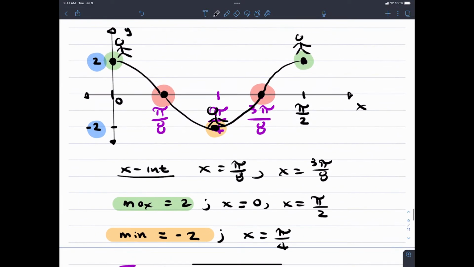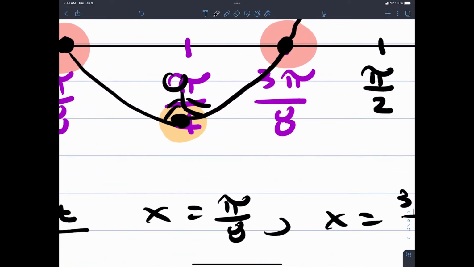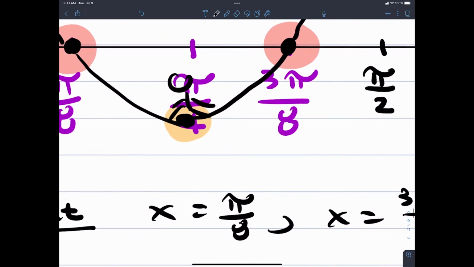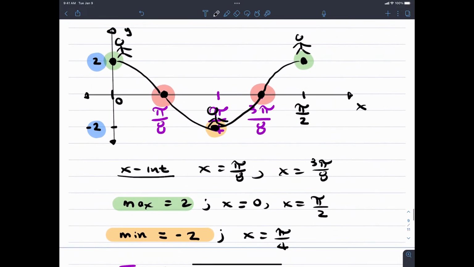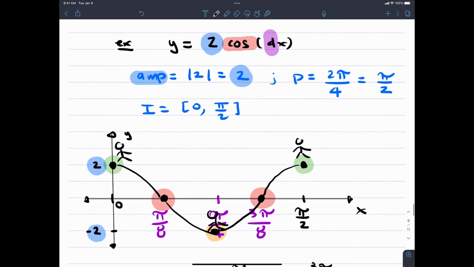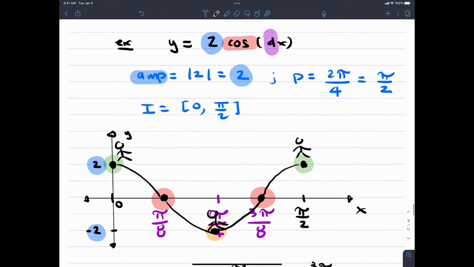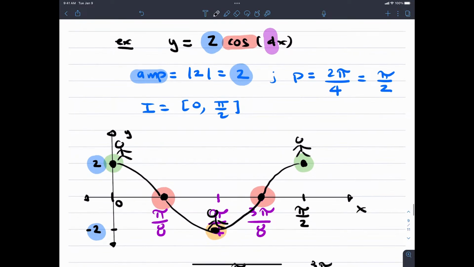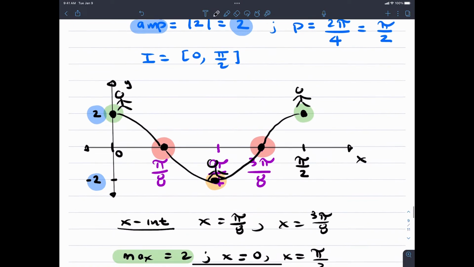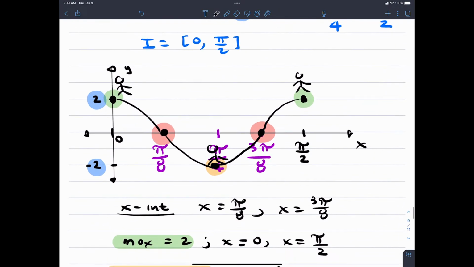Because I know you can't see it, but okay, you can't see that. So you want to start to get used to that idea. This is on top of a hill and in a valley. This is the nature of the cosine curve, and this is how this curve behaves right here. 2 cosine 4x. I'm sorry about that. Easy peasy lemon squeezy, ladies and gentlemen.